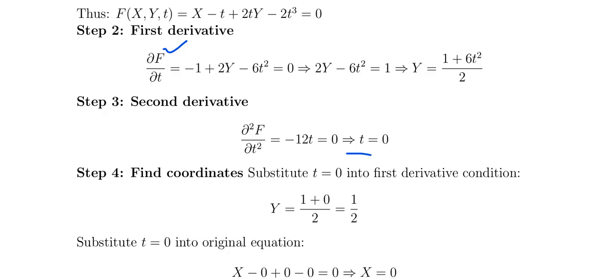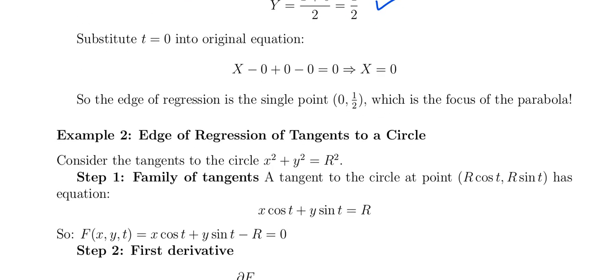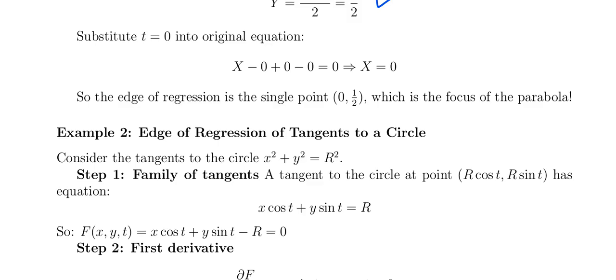Substituting here, the y value comes to 1/2. So the y value is 1/2, and substituting in the original equation, x equal to 0. So the edge of regression of the normals is the single point 0, 1/2, which is the focus of the parabola. This is the focus of the parabola.